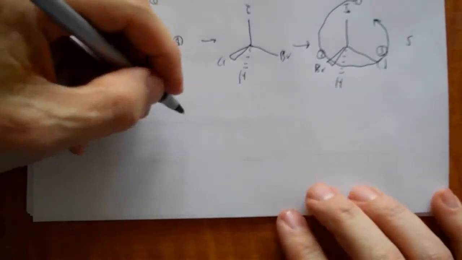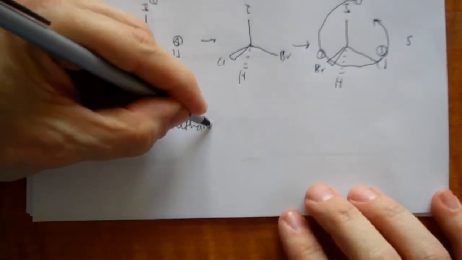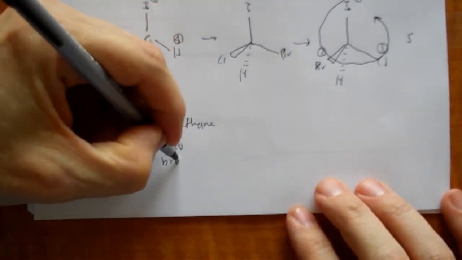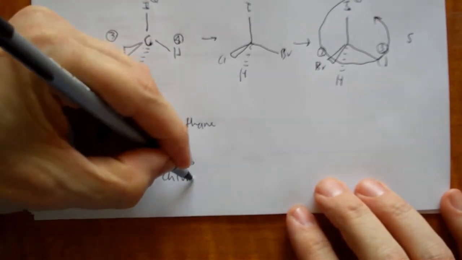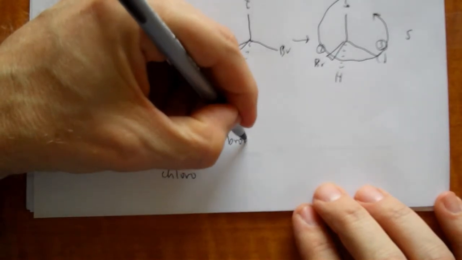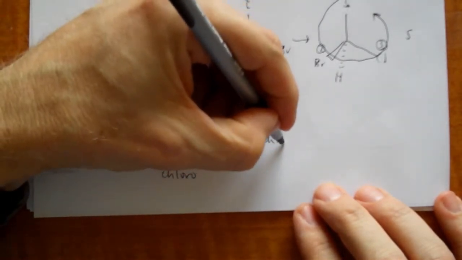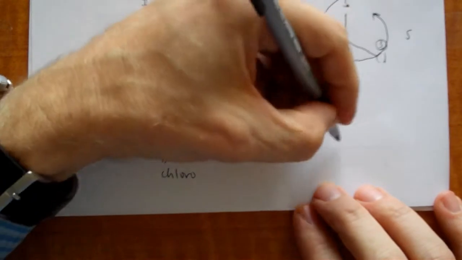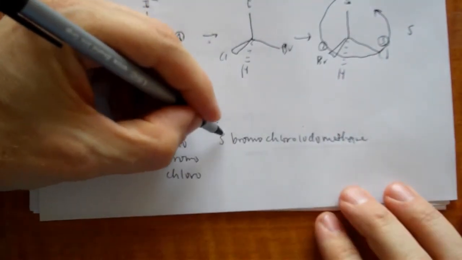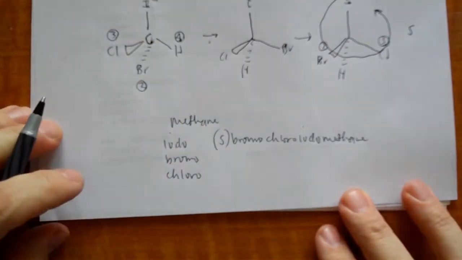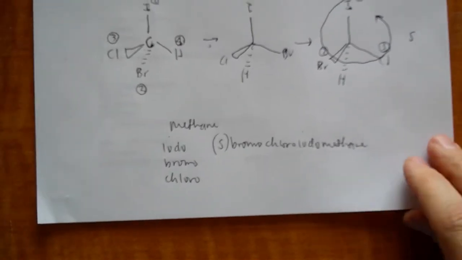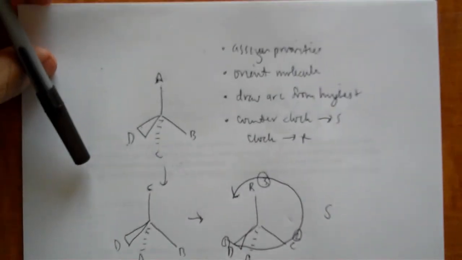So the way we name this is methane is the root structure, right? And it's got an iodo, it's got a bromo, it's got a chloro, and these go in alphabetical order, so it's bromo, chloro, iodo, methane, and we put an S in front of it. It's S-bromo-chloro-iodo-methane. Alright, there's a simple example, and we'll do some more elaborate examples in class.